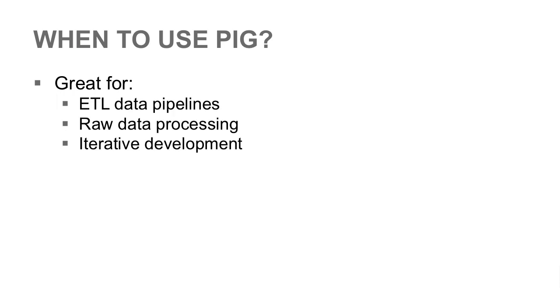To summarize, when do we like to use Pig? It is really great for ETL data pipelines. So the statements that we have, the data flow paradigm works really well for ETL. And it is also very useful for raw data processing. So if we can write our UDFs that will process the raw data that we have, Pig is a very suitable choice for that. And as we mentioned, iterative development line by line is one of the great reasons why people decide to use Pig.